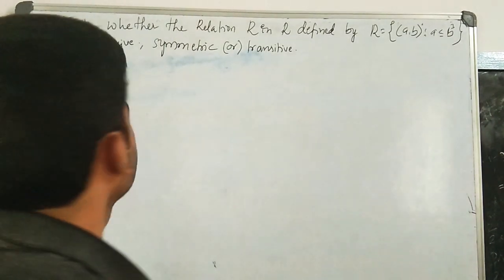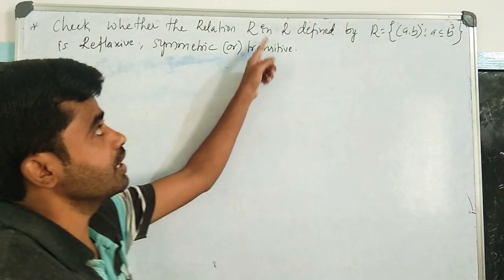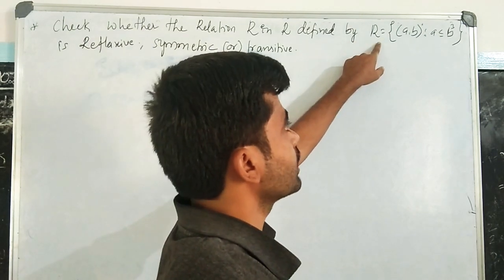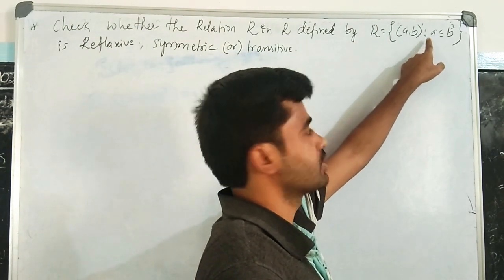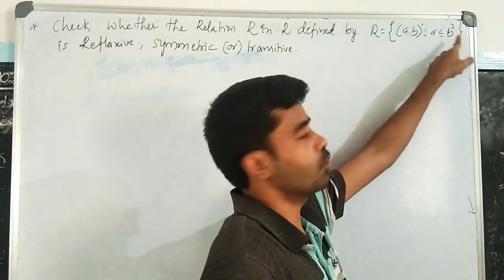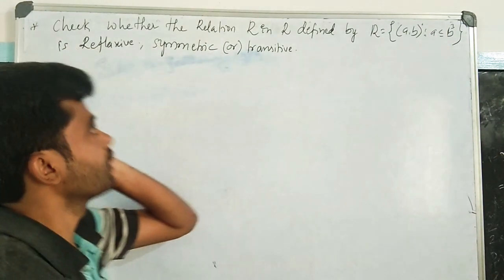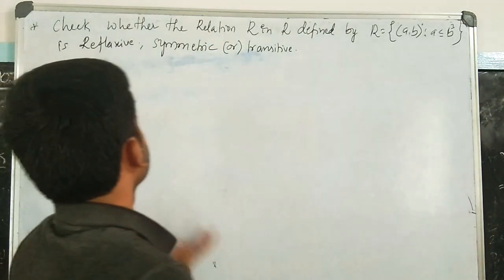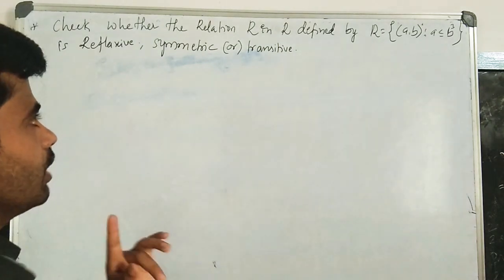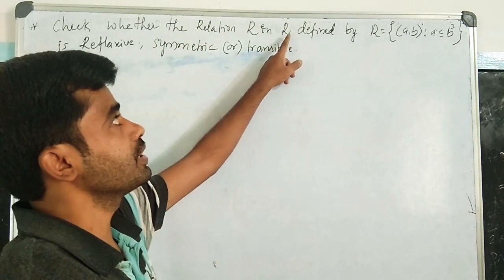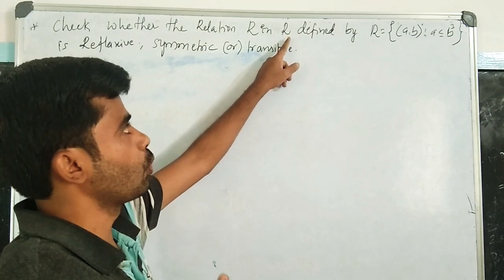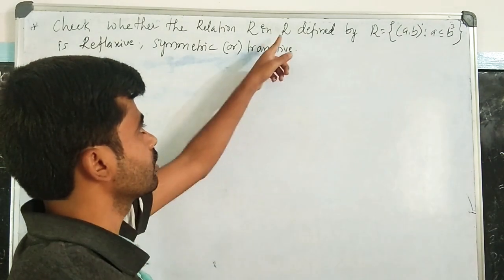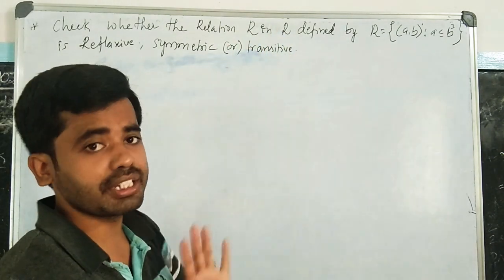Now one more example. Check whether the relation R defined on the real numbers, the relation being the set of ordered pairs (a, b) such that a is less than or equal to b cubed, is reflexive, symmetric or transitive. We have to verify that. Now be careful. They are defined on the real numbers, not on natural or whole numbers. If it were natural or whole numbers it is easy to verify, but here it is defined on the real numbers.